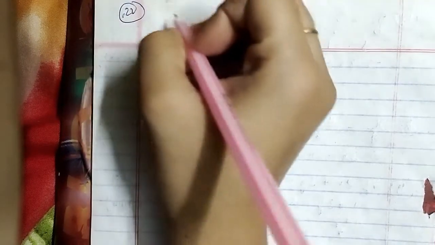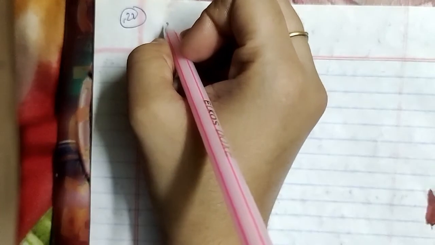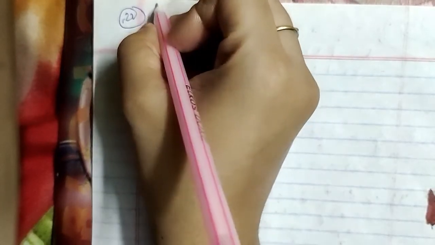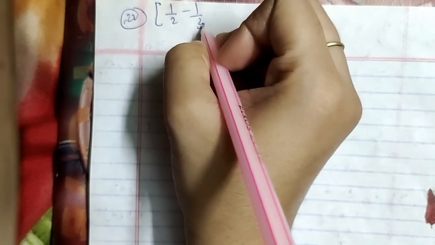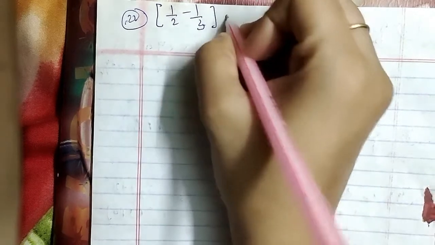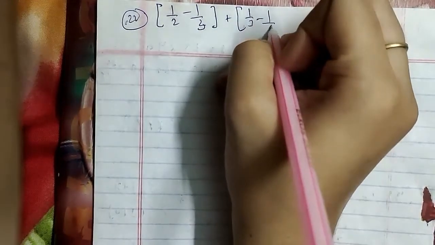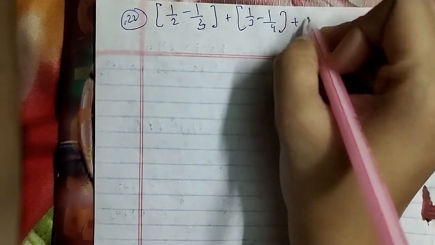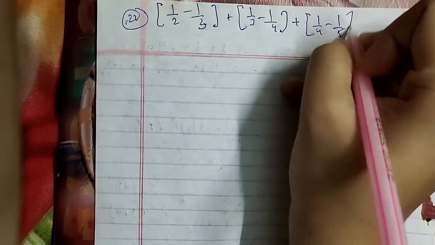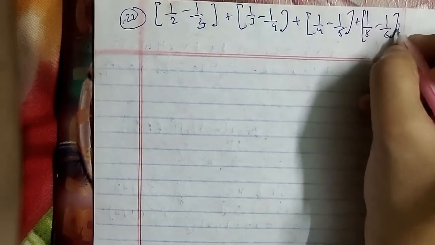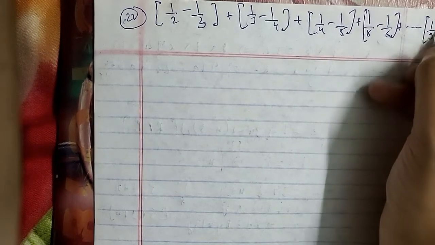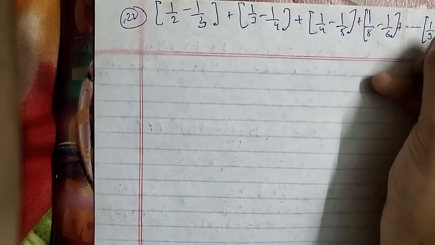The solution for this particular question, the 22nd question of the session, is as follows: 1 upon 2 minus 1 upon 3, plus 1 upon 3 minus 1 upon 4, plus 1 upon 4 minus 1 upon 5, plus 1 upon 5 minus 1 upon 6, up to 1 upon 9 minus 1 upon 10.